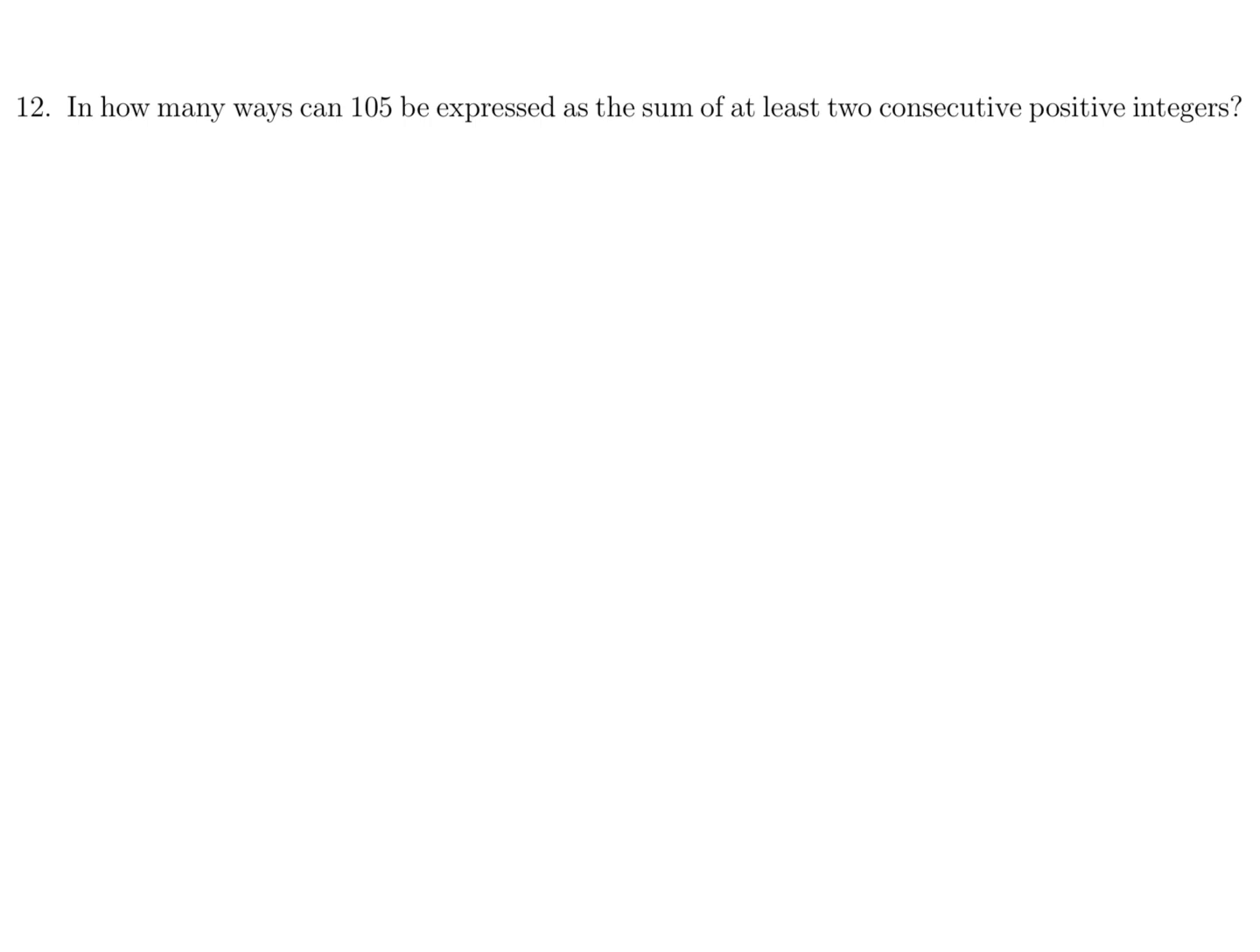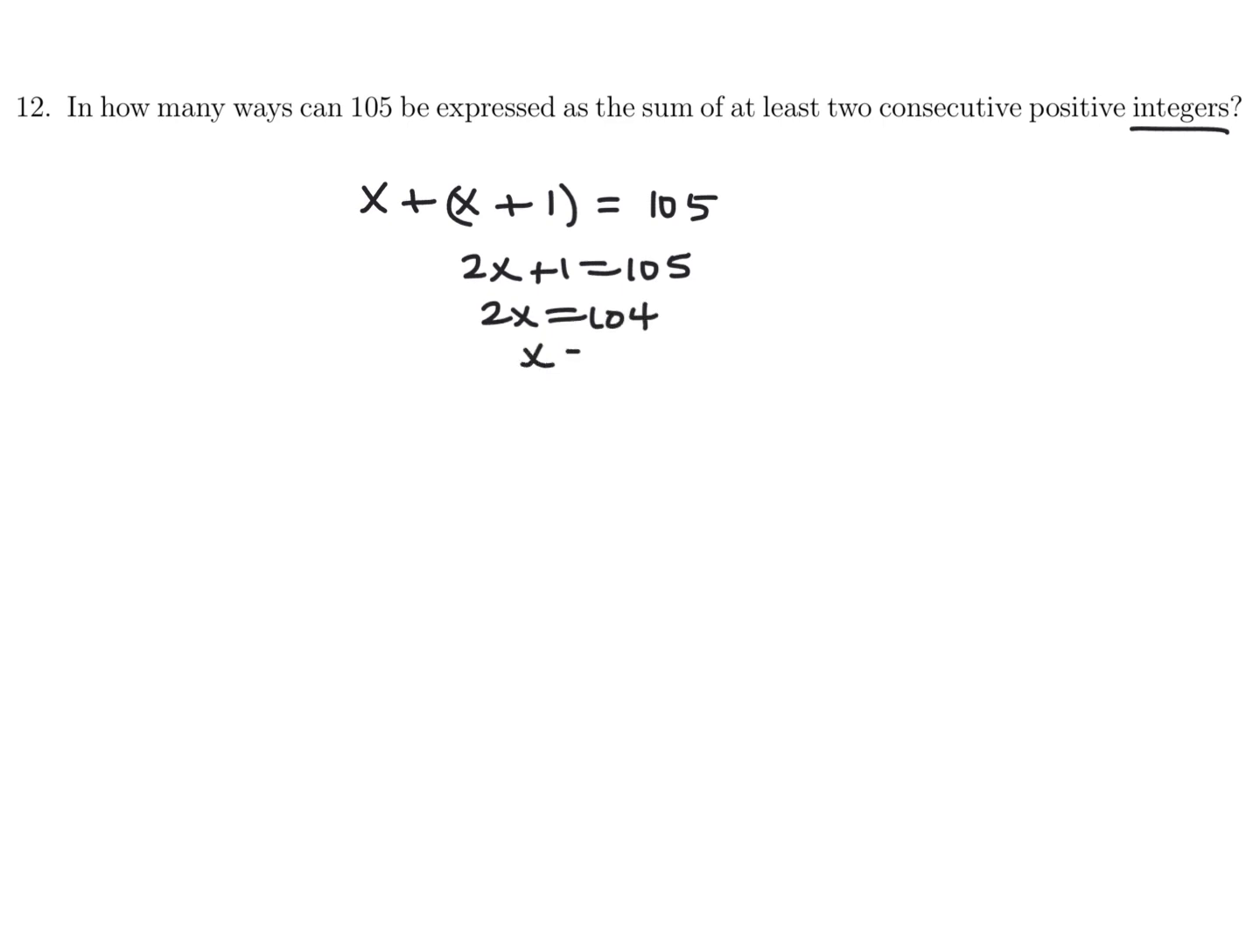In how many ways can 105 be expressed as the sum of at least 2 consecutive positive integers? All right, so if you want 2 consecutive positive integers, it'd be x plus x plus 1, right? And they're saying that's 105. Let's see if this works, because we have to get integer values. Well, this would be 2x plus 1 is 105. So 2x is 104, and therefore x is 52. So in this case, the two numbers would be 52 and 53.